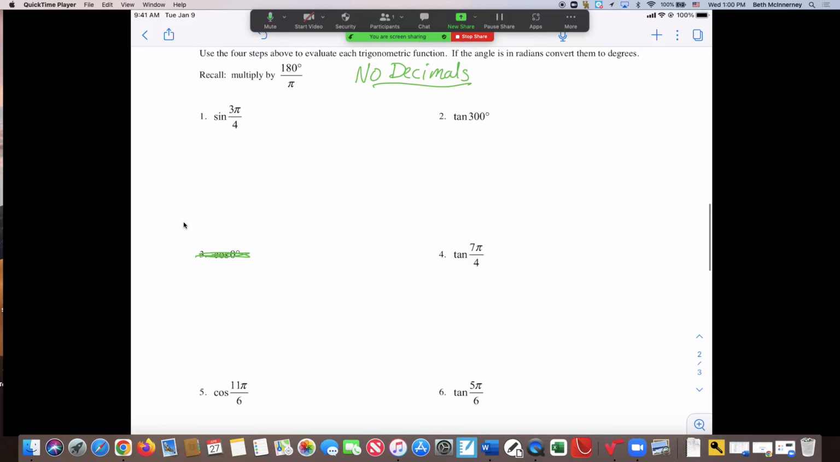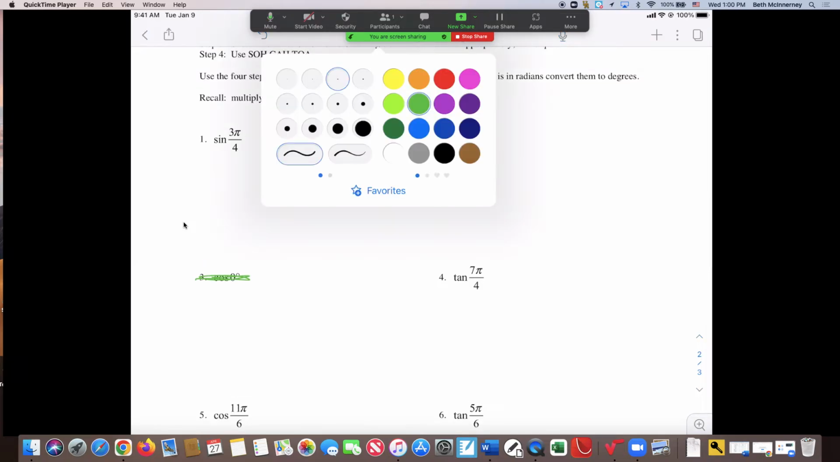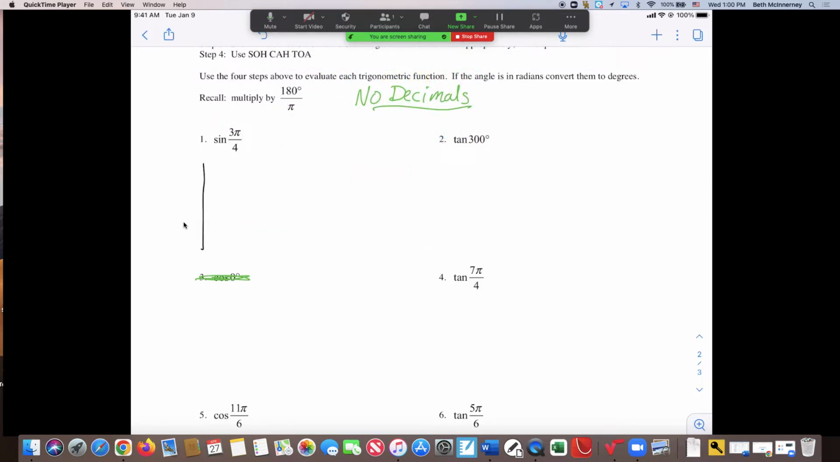All right, so here we go. 3 pi over 4. I'm going to stop and think a moment, and I know pi is 4 pi over 4. The other thing I need to know is that pi over 4 is 45 degrees.